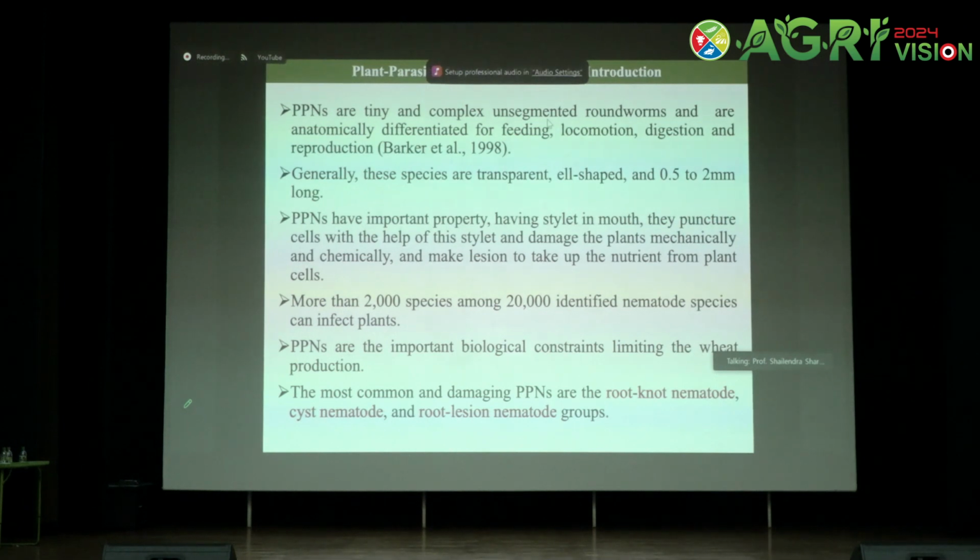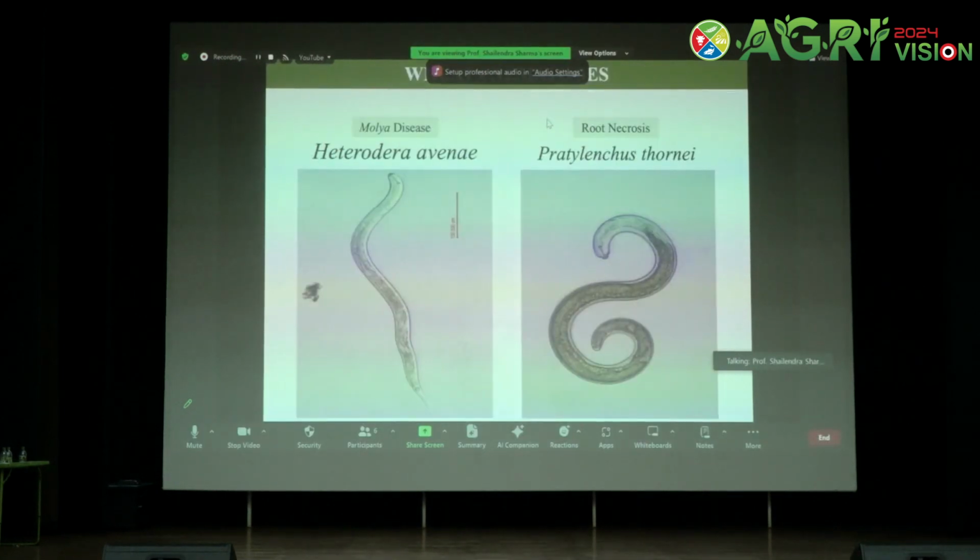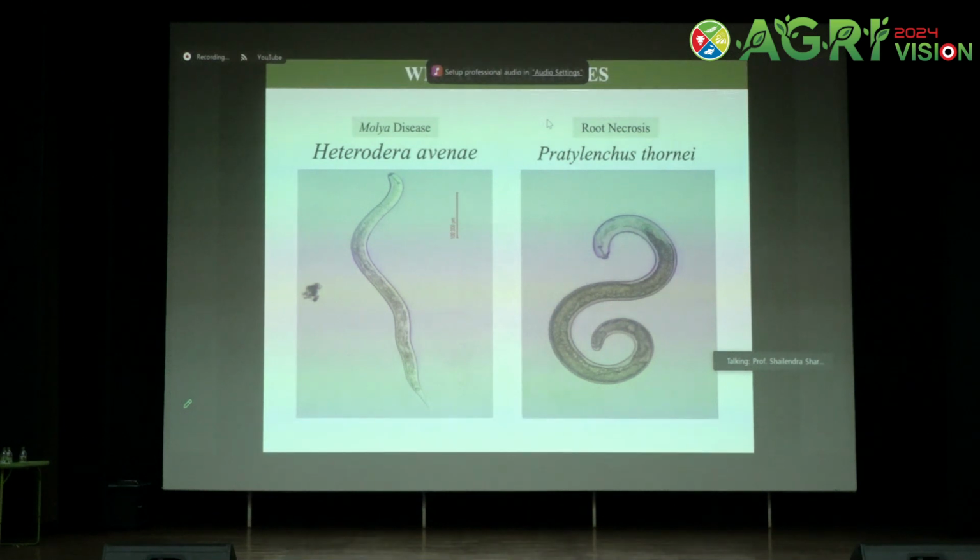The most common damaging PPNs are the root knot nematodes, cyst nematodes, and root lesion nematodes. I am going to talk about two nematodes on which my lab is working, and we had a DBT-funded major research project. One nematode is Heterodera avenae, another is Pratylenchus thornei. One causes the well-known Molya disease of small cereal grain species like wheat and barley. The other causes root necrosis.